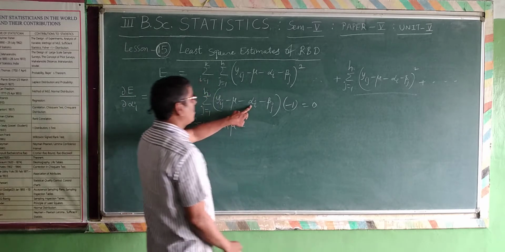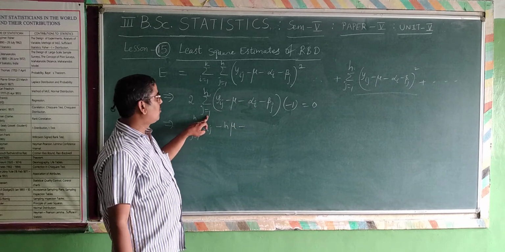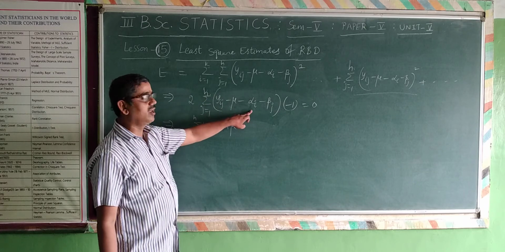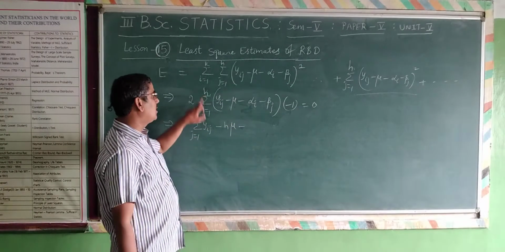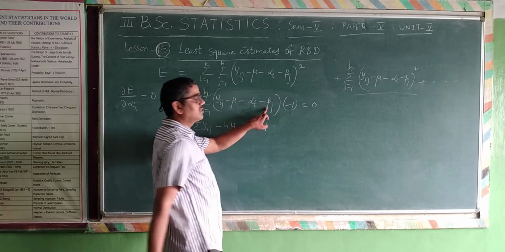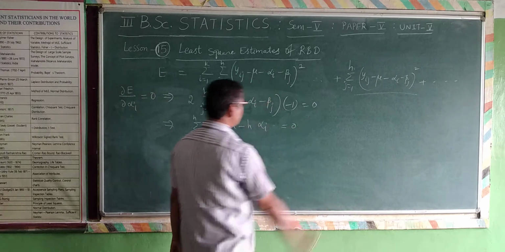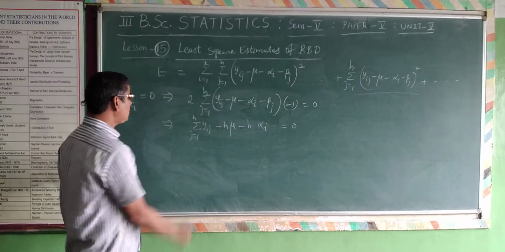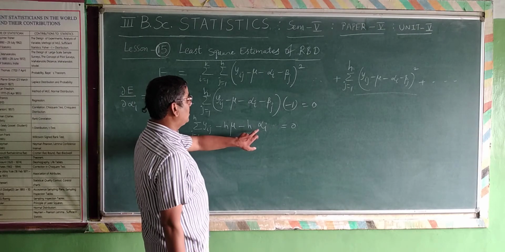Here again, alpha_i does not depend on summation j. So summation j equal to 1 to h of alpha_i is nothing but, how many terms are there in j? h terms. So h into alpha_i. Summation j of beta_j is 0. The answer is 0, the last term is 0. So these are the terms you have, and we have to calculate alpha_i.